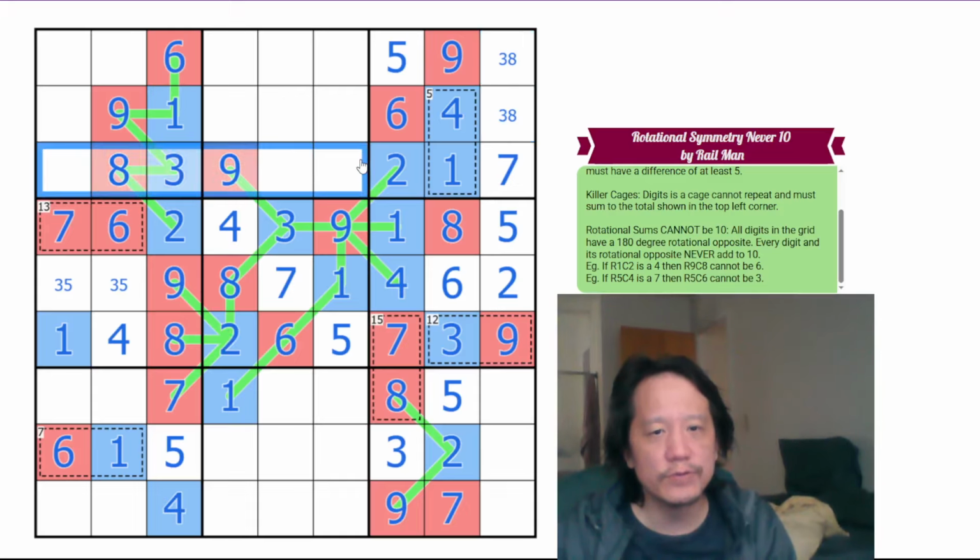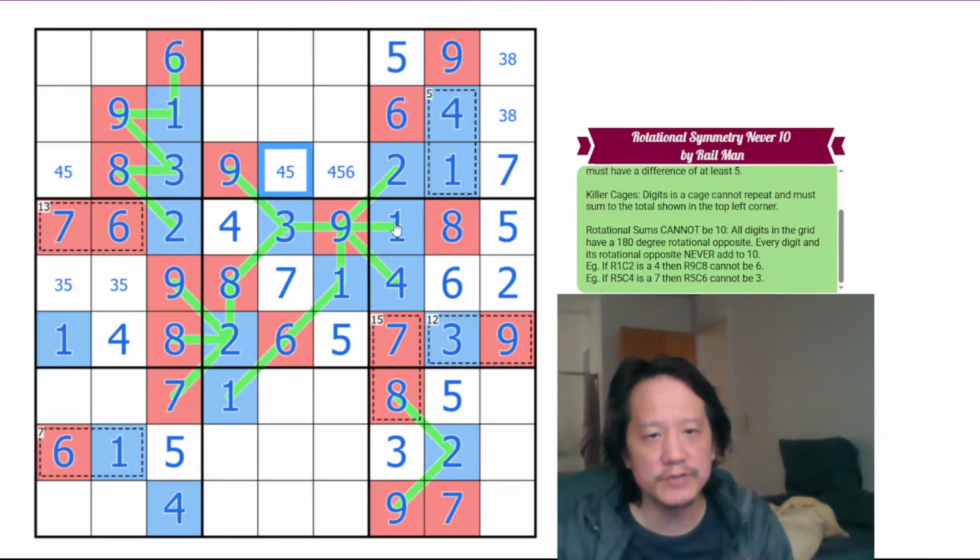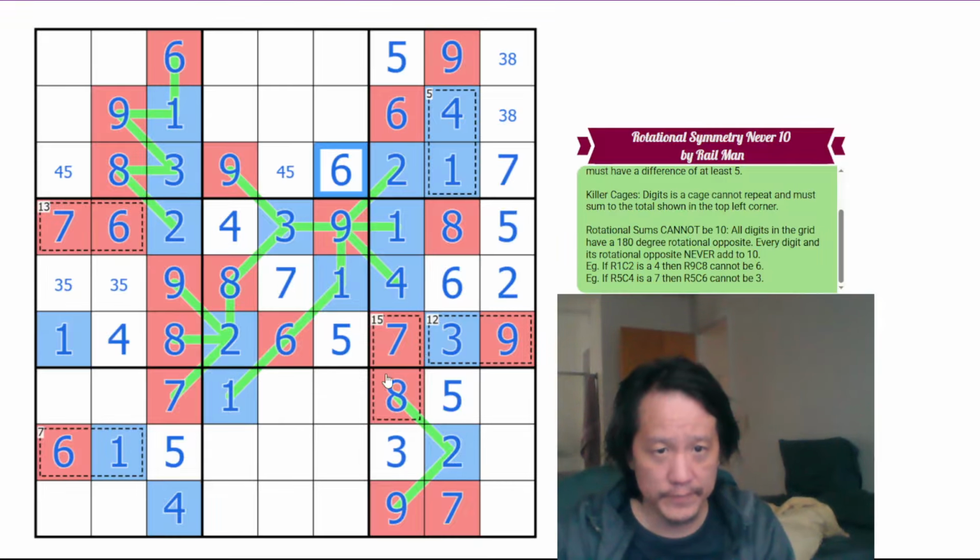Remaining digits in row 3. We have 4, 5, and 6. This can't be 6 because of the 6 in the column. This can't be 6 because of the 6 in the column. So where's the 6? In row 3, it has to be here.